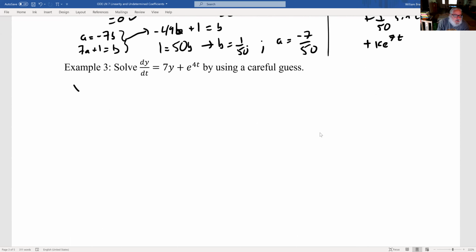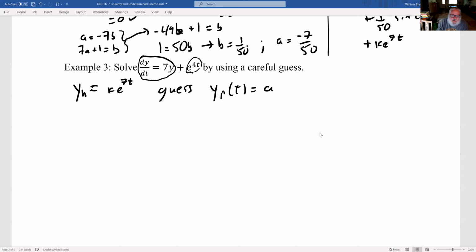Same deal. Find the homogeneous solution first. That means solving this equation, and we've done that a couple times. It's k e to the 7t. What's the guess? If we have an exponential, we want to guess another exponential. So guess y sub p of t equals a e to the 4t. And again, we want to match what's in the exponent there. So what's the derivative? It's 4a e to the 4t.